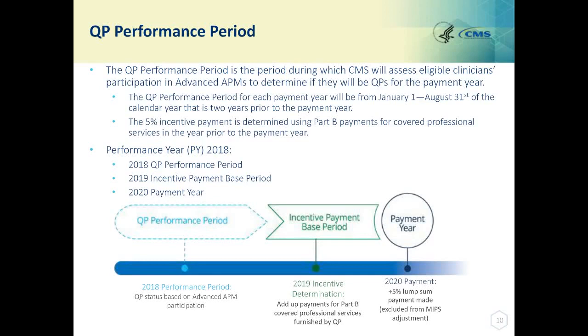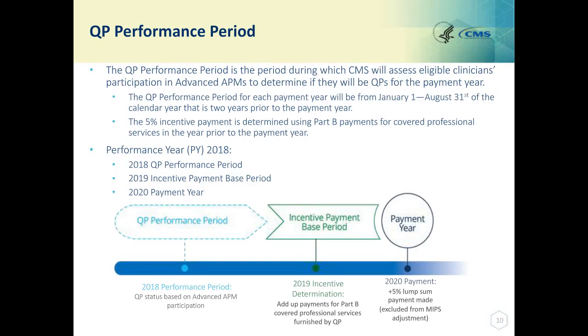This slide here goes to the QP performance period. It's good to note that there are 3 key snapshot dates that we're looking at between January 1st and August 31st, and those key snapshot dates are March 31st, June 30th, and August 31st, that we're taking a snapshot of your participation and looking for that threshold to be met or exceeded.